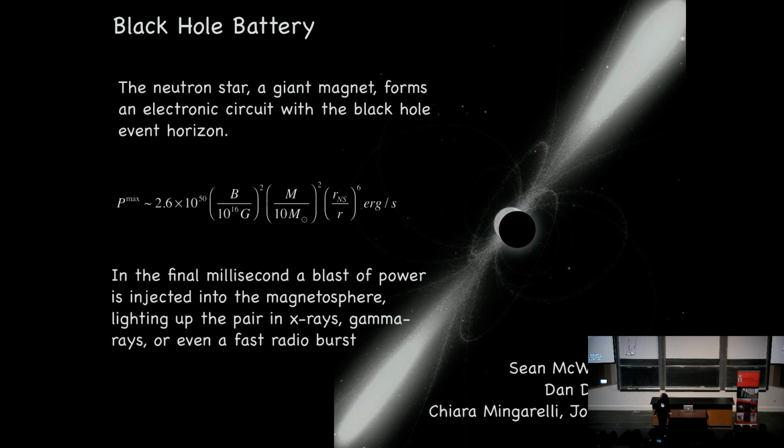It goes down by 10 to the 6. So, 10 to the 12? No, 10 to the 8 goes down. So you're then more in the 10 to the 42 ergs per second.